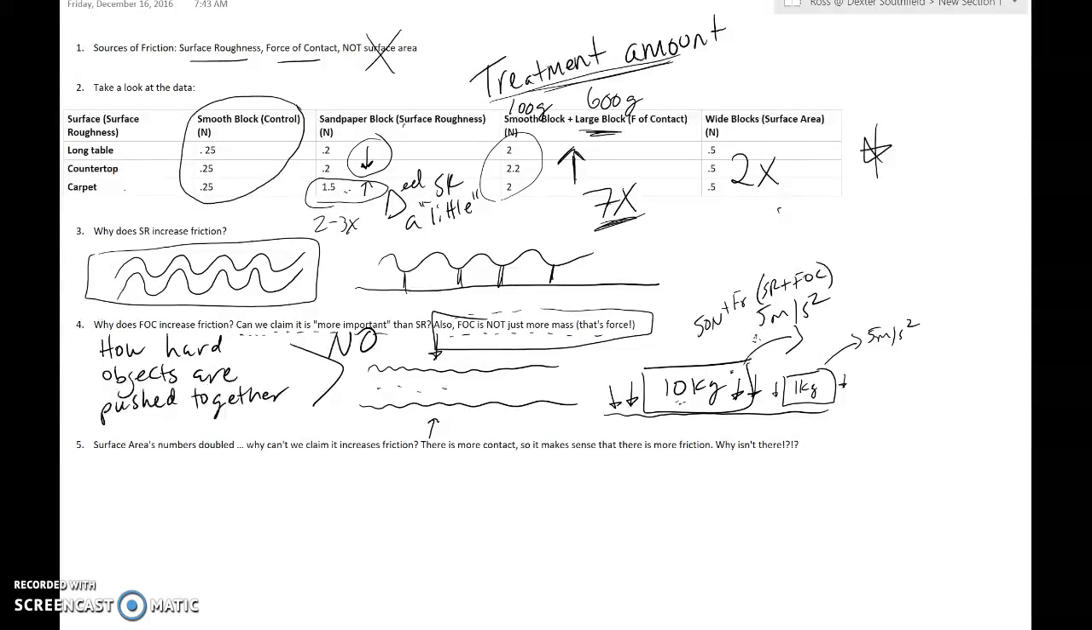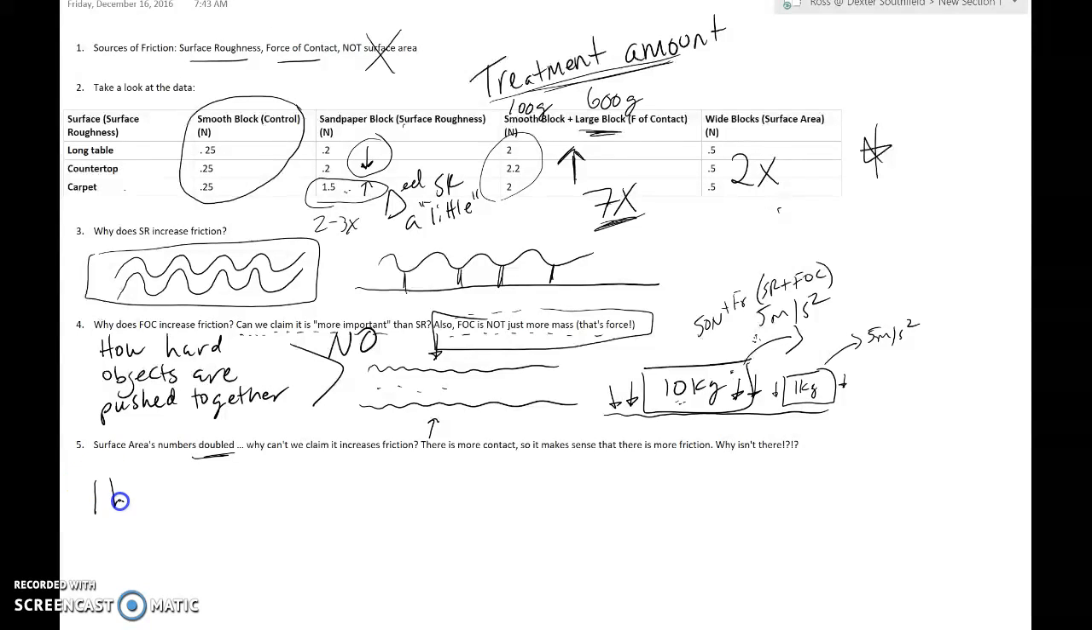So at first, we should look at this and be like, okay, we've got 0.25 newtons over here, and we've got 0.5 newtons over here. That means it's doubled. So if the numbers doubled, why can't we claim that it increases friction? The numbers went up. Well, we need to remember that inherent to this lab is a built-in error, an error that I built in on purpose.